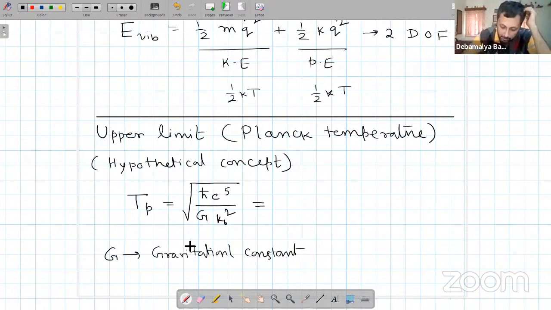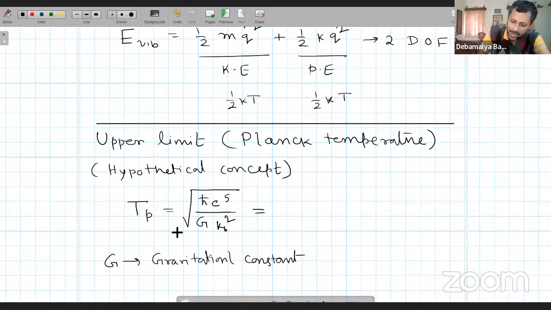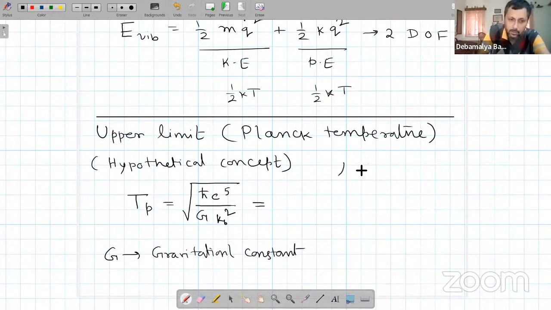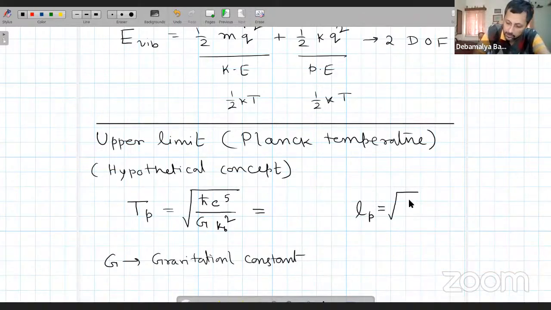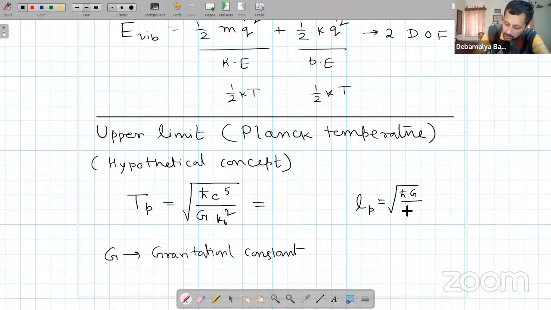Right. So the origin of this is, if there exists a gravitational wave, the wavelength of that gravitational wave should be the Planck length, which is L_p equal to root of ħG by c cubed. The concept is, this is the Planck length, the lowest possible length scale in quantum gravity.